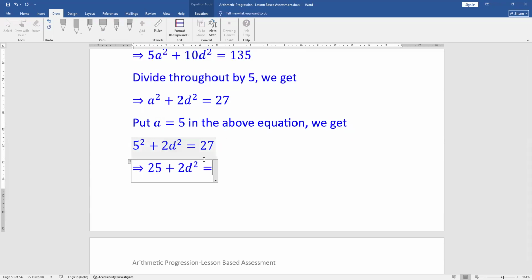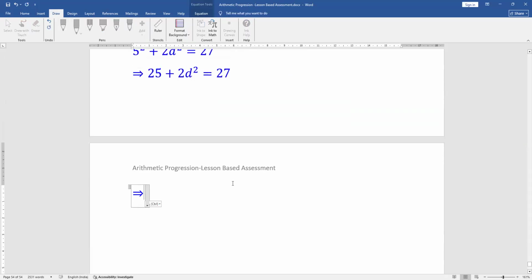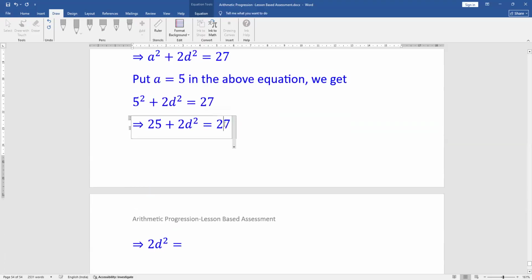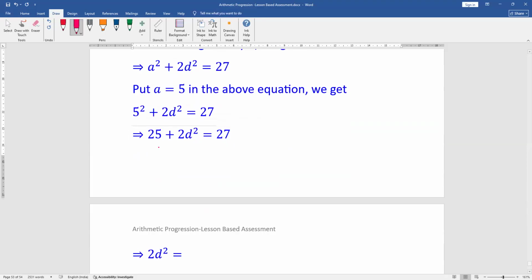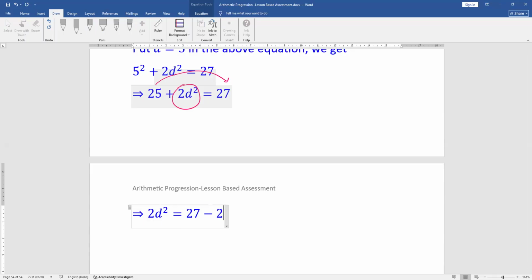So 5 square is 25 plus 2d square equals to 27. Okay. In my next step, 2d square stays as it is. So always remember that variables you keep on one side and the constants or the numbers you move to the other side. So I'm moving this 25 to the other side. So that means 25 I'm transposing it to the right hand side. So the variable part, 2d square, is wholly treated as the variable. So you are going to keep it on the left hand side only. So on the right hand side, you are going to write it as 27 minus 25.